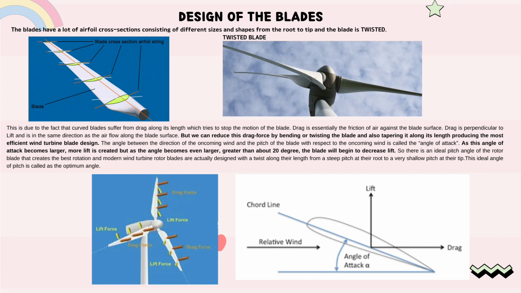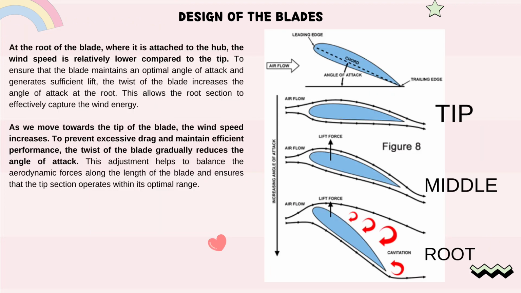So there is an ideal pitch angle of the rotor blade that creates the best rotation, and modern wind turbine rotor blades are actually designed with a twist along their length, from a steep pitch at their root to a very shallow pitch at their tip. This ideal angle of pitch is called the optimum angle. At the root of the blade, where it is attached to the hub, the wind speed is relatively lower compared to the tip.